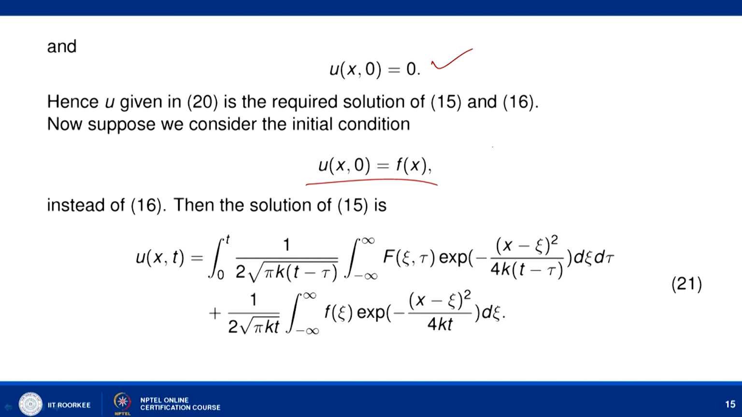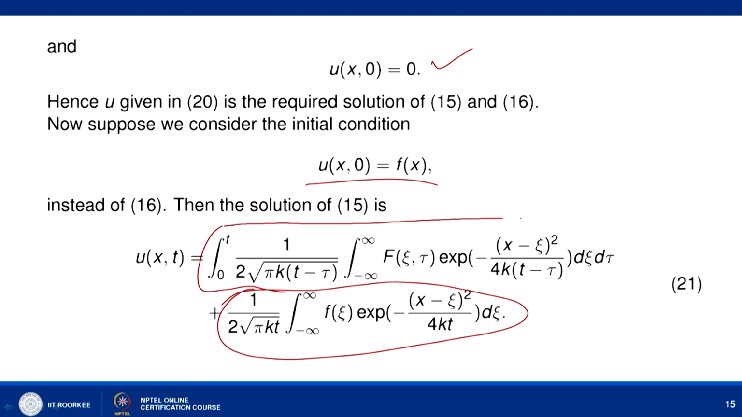So we have to write a component corresponding to the non-homogeneous initial condition, that is 1 upon 2 root pi kt, integral from minus infinity to infinity of f(ξ) exponential of minus (x minus ξ) whole square upon 4kt dξ, plus the component which we have just obtained, that is u2 here. And what is u2 here? u2 is ∫₀ᵗ 1 upon 2 root pi k(t minus τ), integral from minus infinity to infinity of f(ξ,τ) exponential of minus (x minus ξ) whole square upon 4k(t minus τ) dξ dτ.